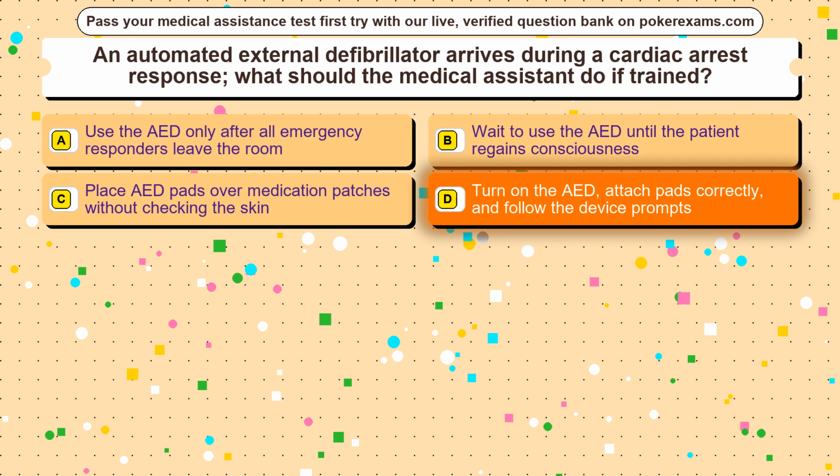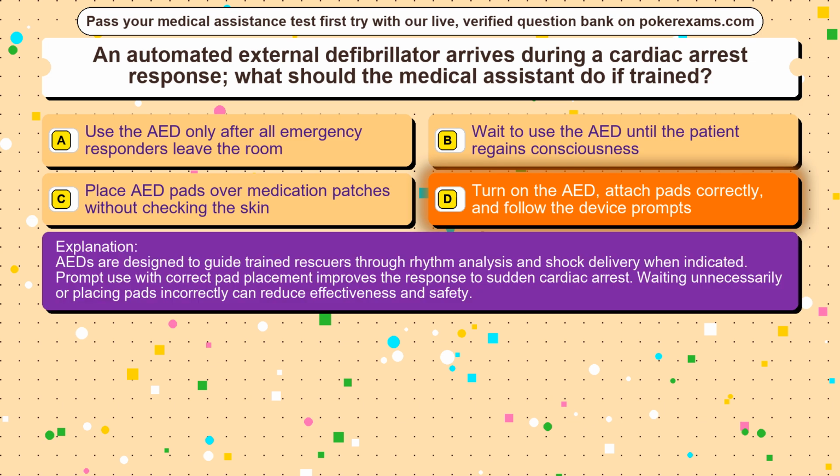The correct answer is option D, turn on the AED, attach pads correctly, and follow the device prompts. AEDs are designed to guide trained rescuers through rhythm analysis and shock delivery when indicated. Prompt use with correct pad placement improves the response to sudden cardiac arrest. Waiting unnecessarily or placing pads incorrectly can reduce effectiveness and safety.